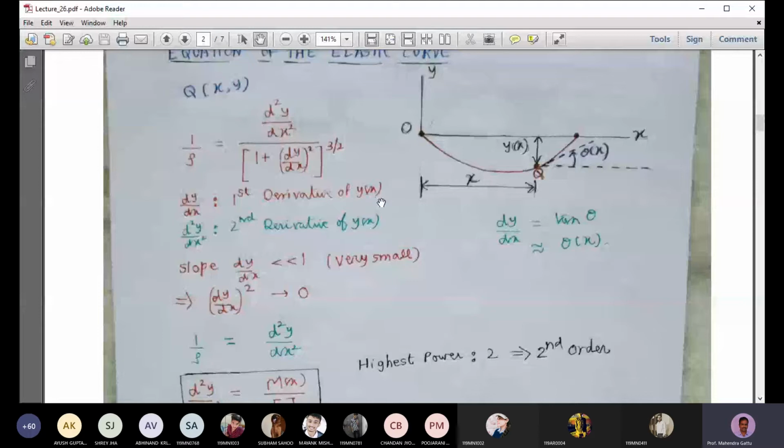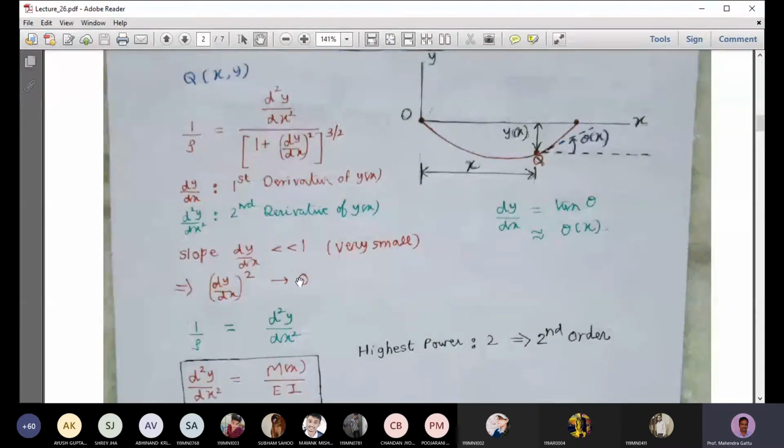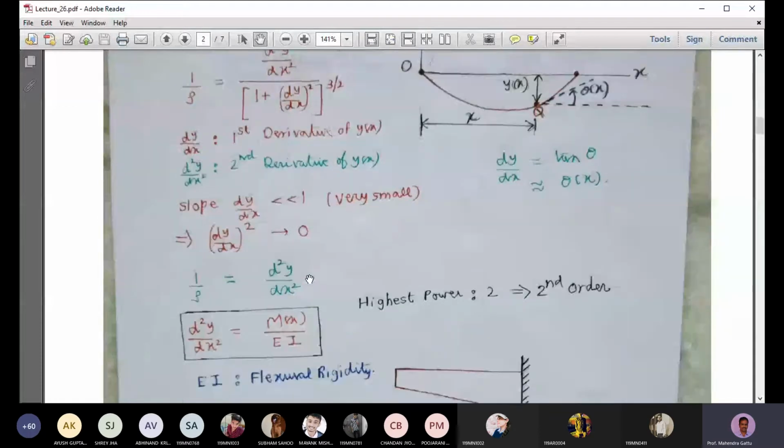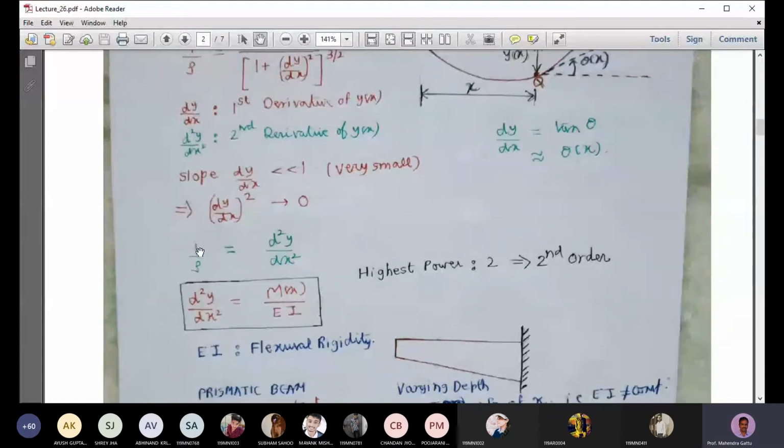If dy by dx is very small, that is, it has a negligible value compared to 1, then (dy by dx) square we can treat as approximately 0. In that case, what will happen? In the denominator, 1 plus this term, approximating it to 0, the entire denominator will be 1. So we're left with this equation: 1 by rho is equal to d square y by dx square. This is the relation between the curvature and the deflected shape.